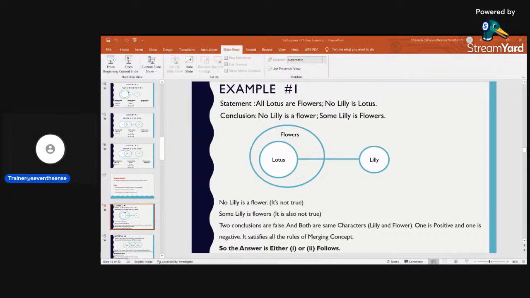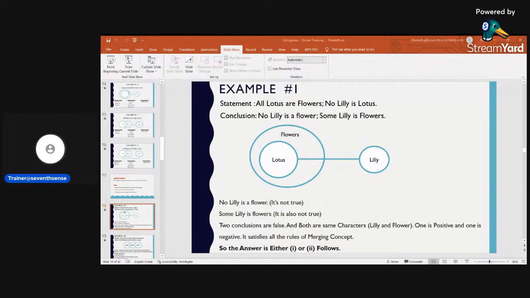Some branches are mangoes. No direct connection between branches and mangoes, and this is false. And all apples being mangoes is a possibility. So yes, there is a word possibility, and we can take this as a true conclusion. So the second and the fourth conclusions will be true, right?